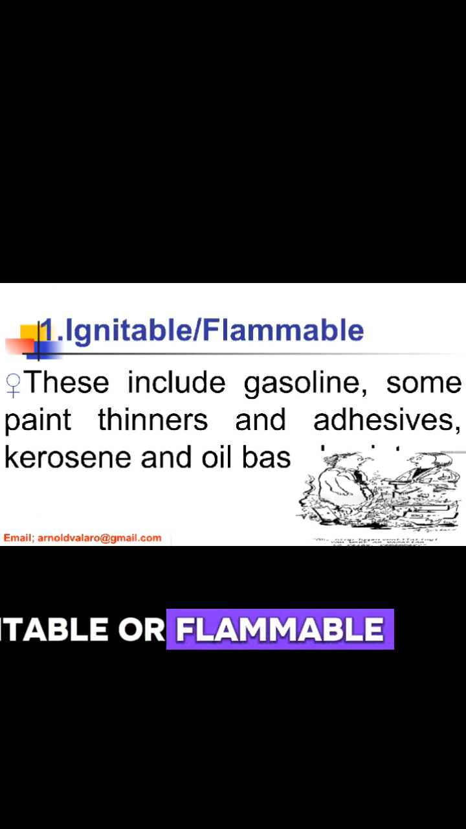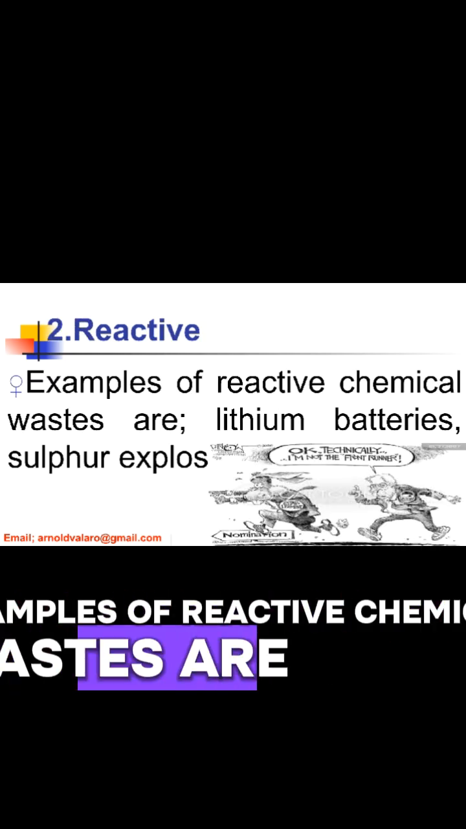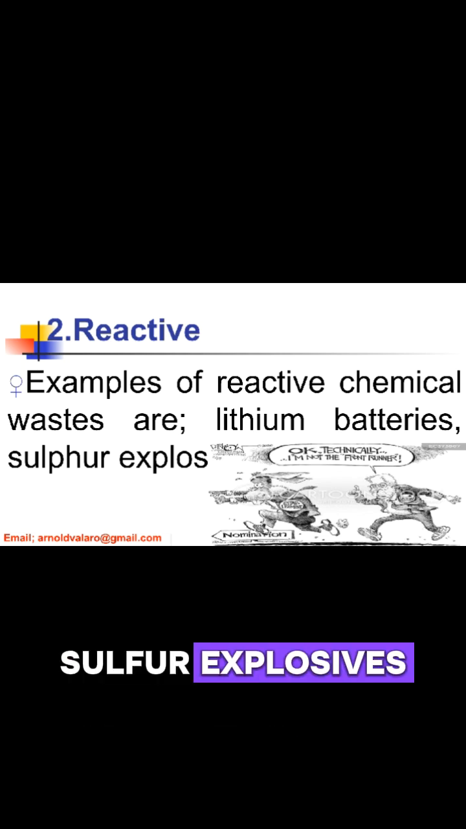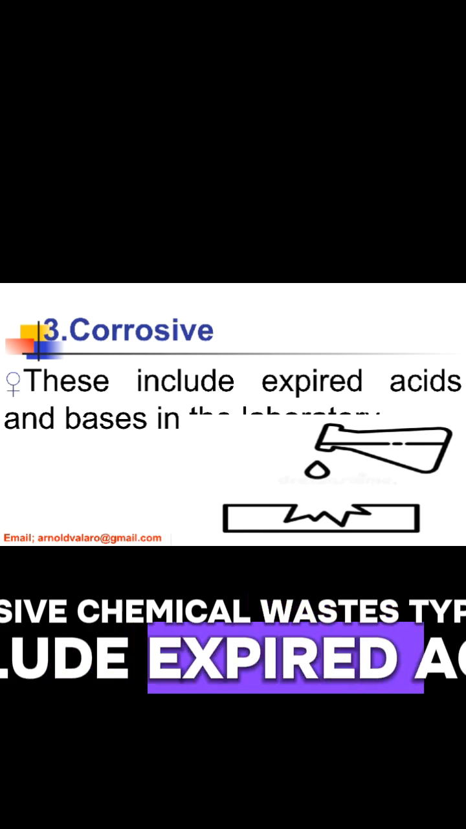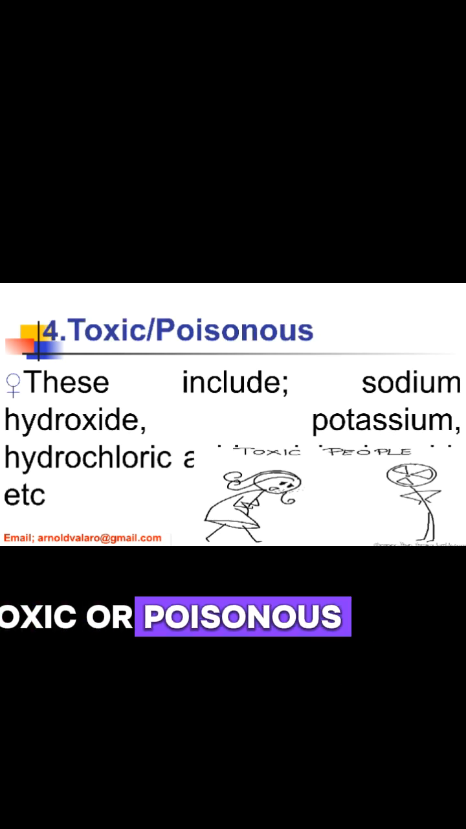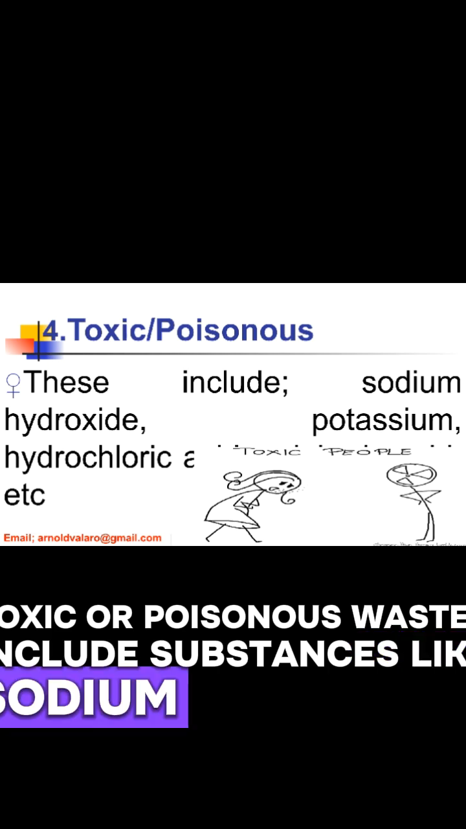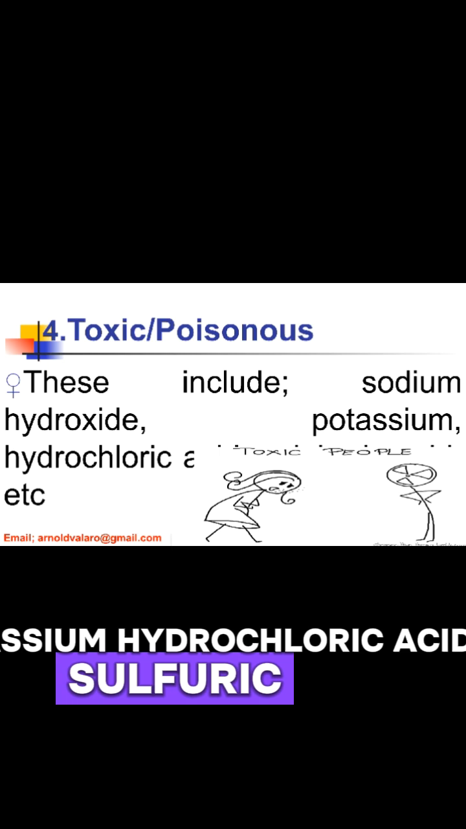Ignitable or flammable wastes include gasoline, some paint thinners, adhesives, kerosene, and oil-based paints. Examples of reactive chemical wastes are lithium batteries and sulfur explosives. Corrosive chemical wastes typically include expired acids and bases found in a laboratory setting. Toxic or poisonous wastes include substances like sodium hydroxide, potassium, hydrochloric acid, and sulfuric acid.